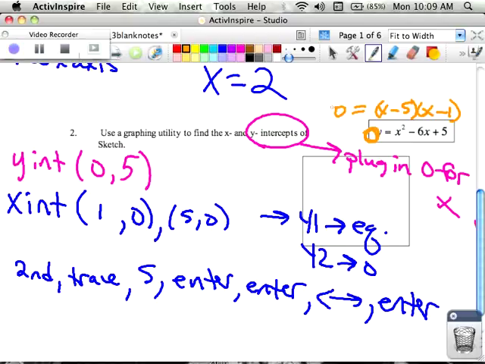And if I don't have to do it algebraically, I can use any technique. The calculator is very fast. Equation 1 is the equation, equation 2 is the 0, second trace 5, enter, enter, arrow, enter. It's really convenient.